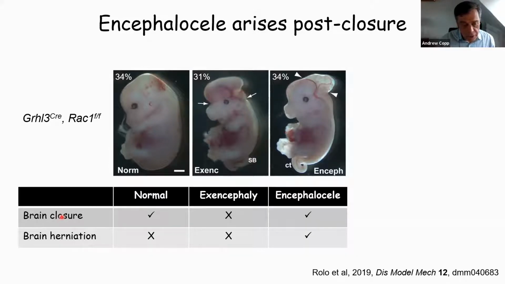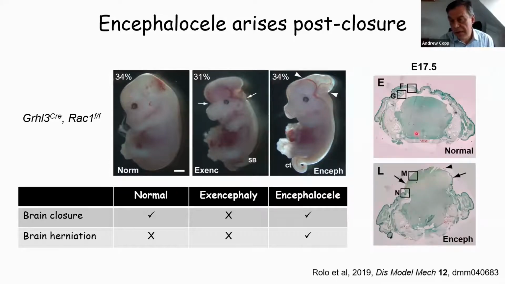And when we look at brain closure, that's normal in the normal embryos. It fails in the exencephalics at 9 days, but it's normal in the embryos that have this defect. They close their brain normally. Subsequently, these embryos herniate their brain out through the surface of the embryo, and of course that doesn't happen in the other two. The brain is already outside in the exencephalic because it didn't close, and the normal is normal.